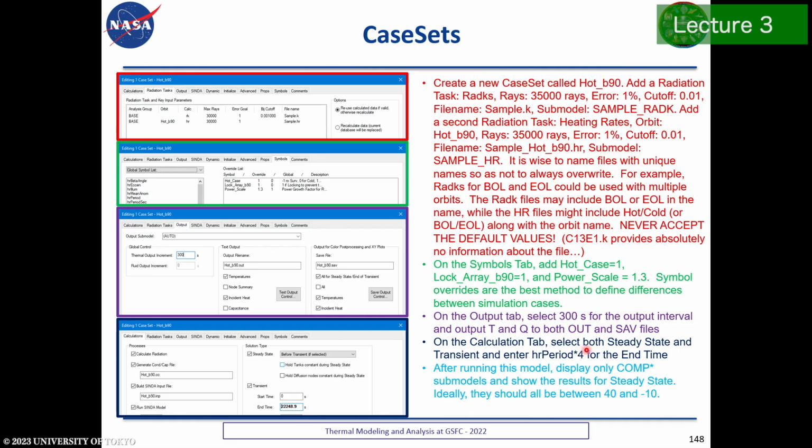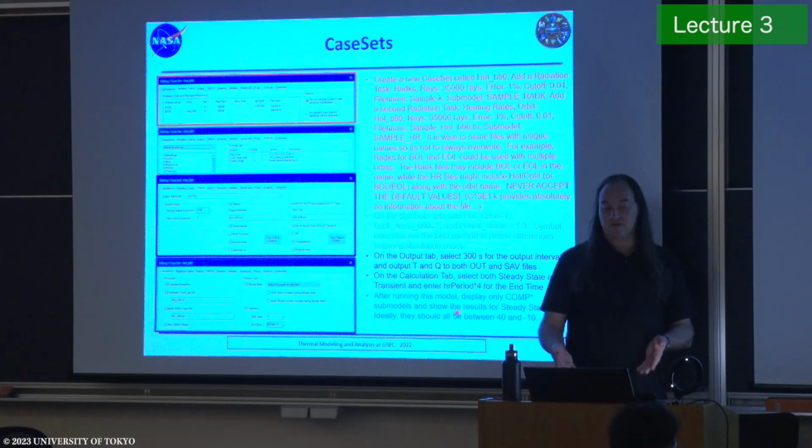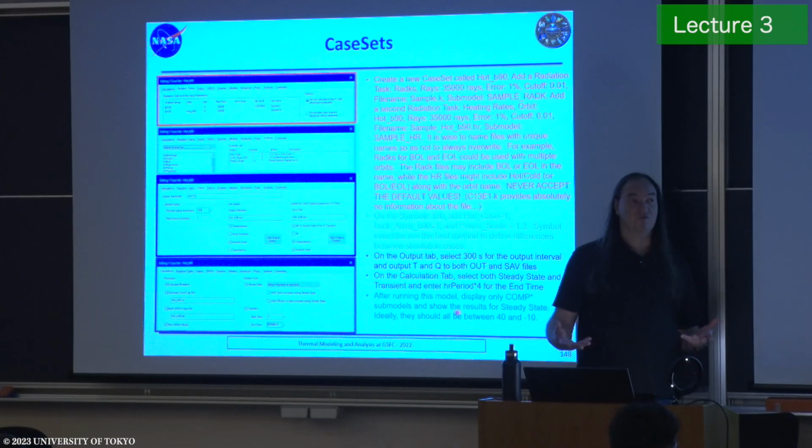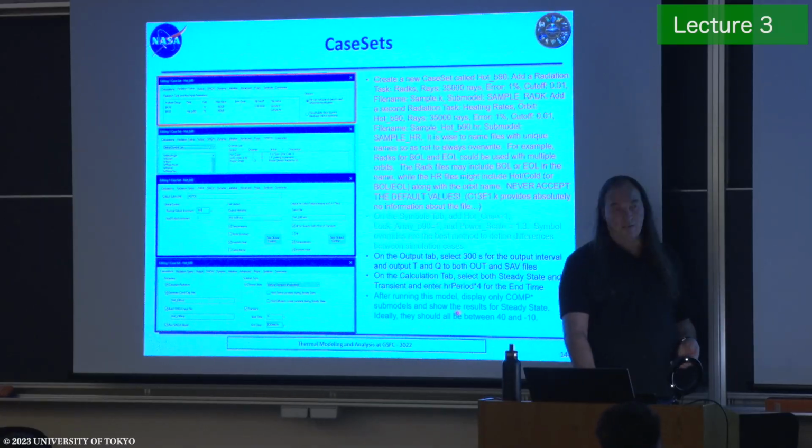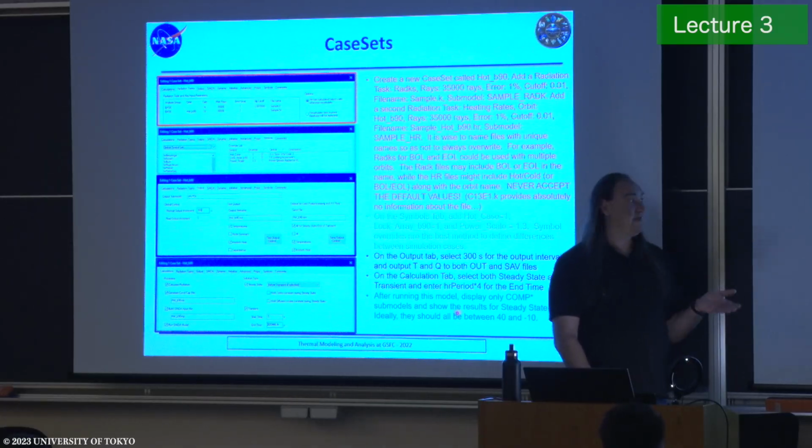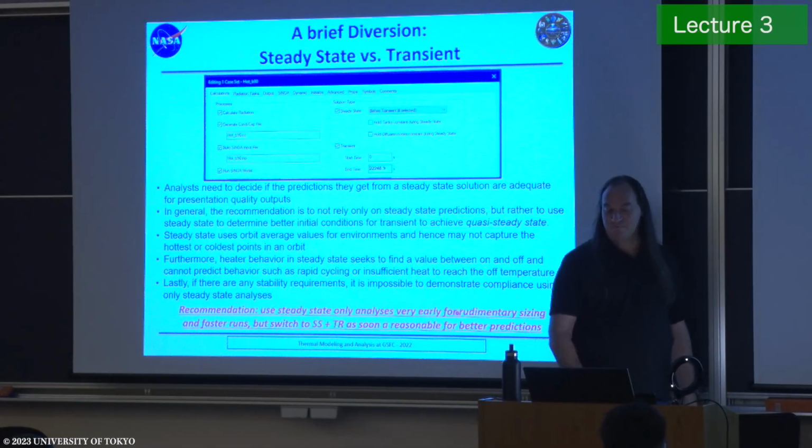On the calculation tab, we select steady state and transient. We run for 4 times the orbital period. And then after running the model, we're going to display only the comp submodels and look at what their steady state results are. We've run the model, we're looking to see if the results are sort of reasonable or not. And so what we care about are the areas where we have dissipations. That's what we would be checking out first to see if it meets.